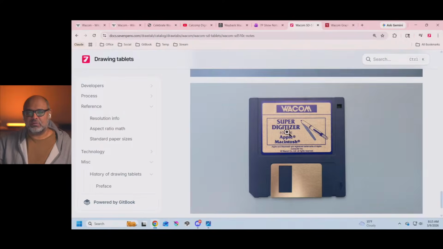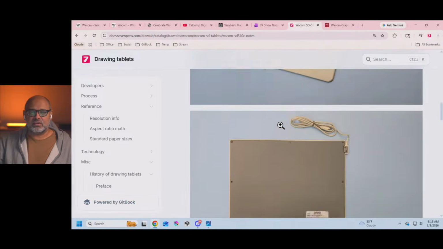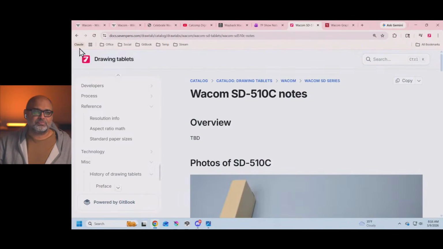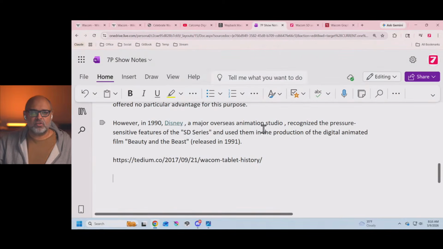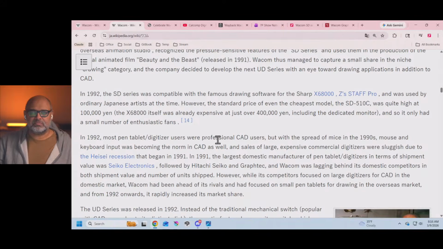And here's one of the floppy disks. SD stands for Super Digitizer again. It is really cool, by the way. Even the pen looks cool. So let's get back to, but still expensive.